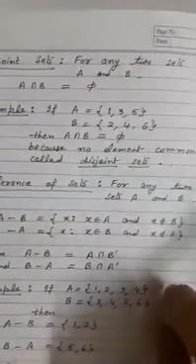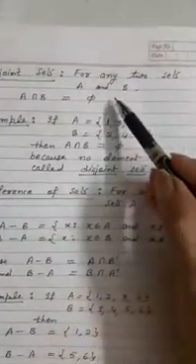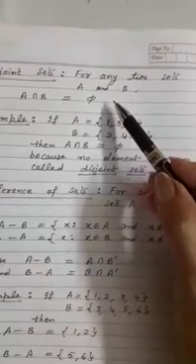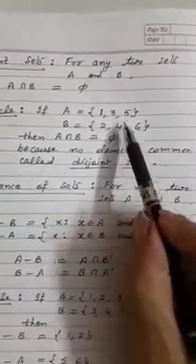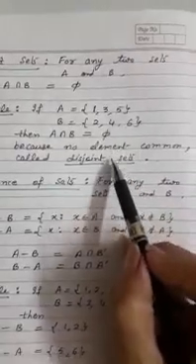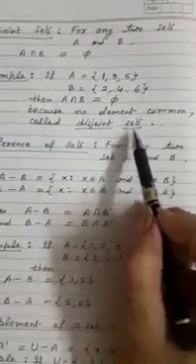And now, disjoint sets. Disjoint sets means nothing is common. If A intersection B is the empty set, that is called disjoint sets. You can see A and B, these are the two sets. As nothing is common between them, no element is common, that's why they are called disjoint sets.